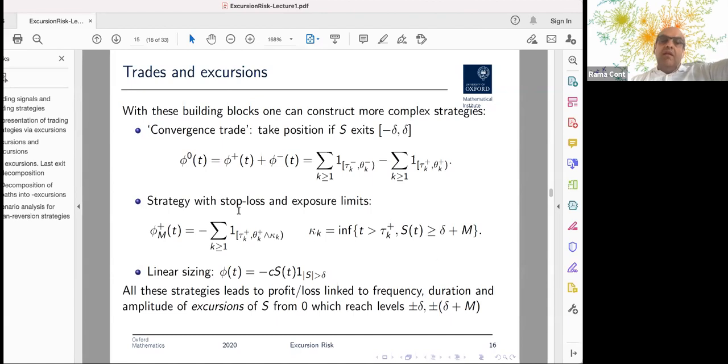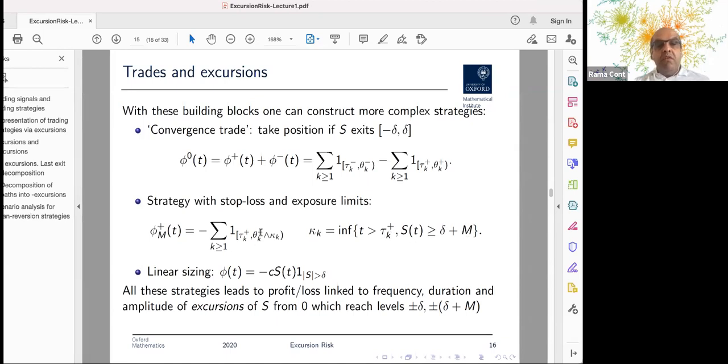So you say, well, I have a stop loss. If the loss reaches M, then you have to close your position. So I define this additional stopping time, which is the first time after tau k plus when you reach the level delta plus M. Instead of going back to zero, you go in the opposite direction. If you reach delta plus M, then I stop your trade, and you have to close your position. Okay, this is called the stop loss limit.